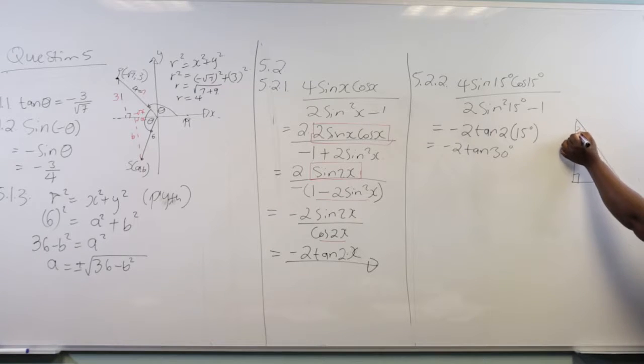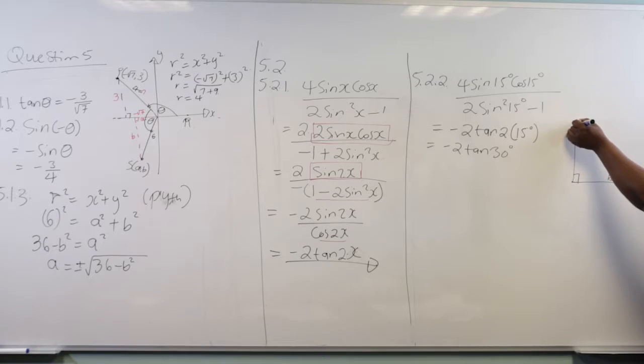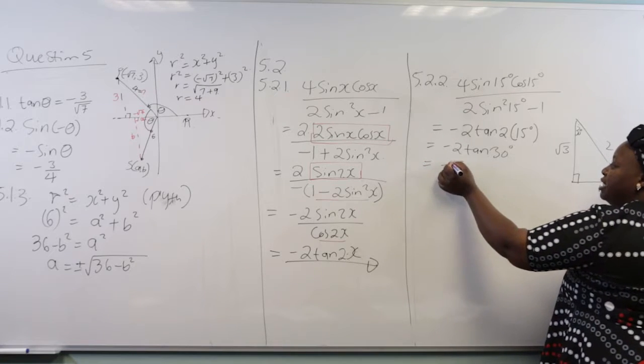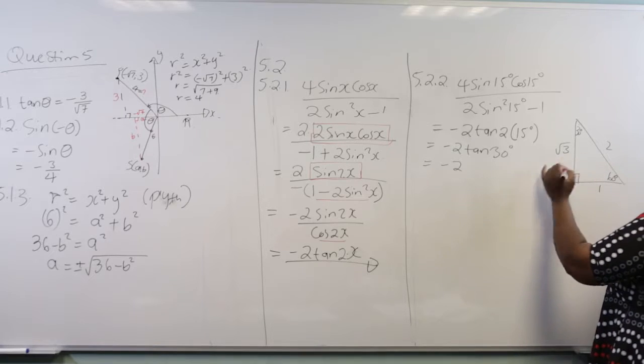So if this is 30, this is going to be 60. Remember the sum of the angles in a triangle is 180. So then 30 will have 1 there and the square root of 3. Now what is tan of 30? It is opposite over adjacent. So tan 30 there is going to be opposite over adjacent, meaning it's 1 over root 3.